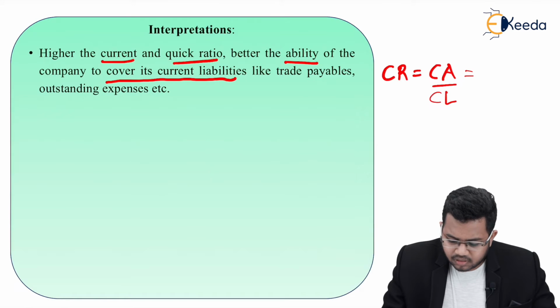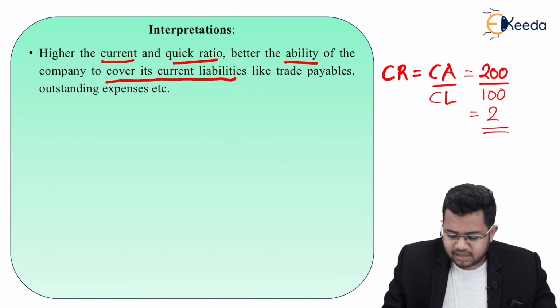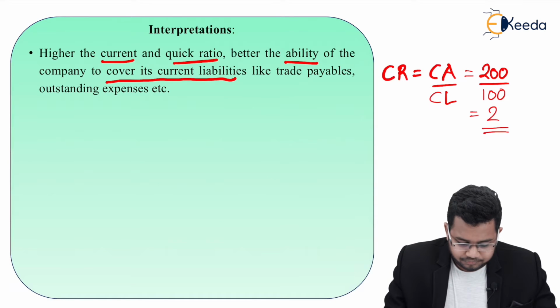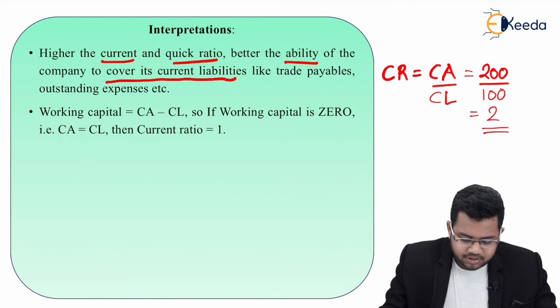Let's say current assets are 200 million and current liabilities are 100 million. So my ratio is 2 times, meaning I have double the amount of current assets. So if current liabilities are 100 and my current assets are double that amount, I have a good amount of current assets to repay my current liabilities. So higher the better. Next, working capital is equal to current assets minus current liabilities.